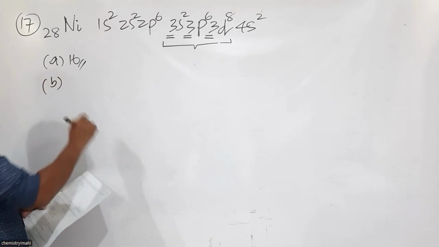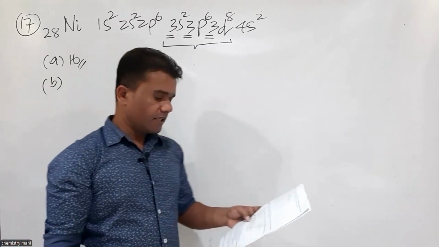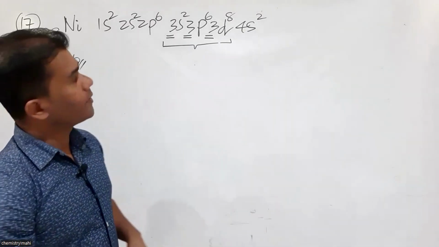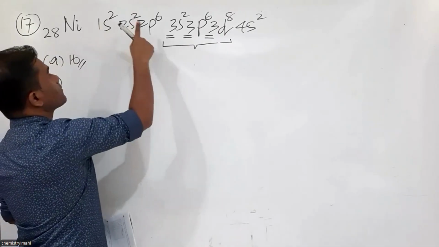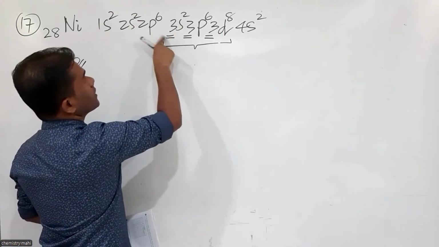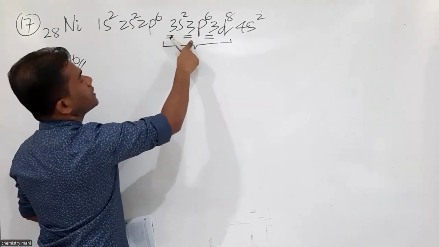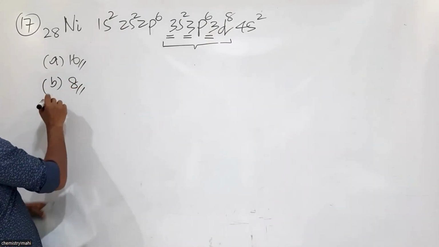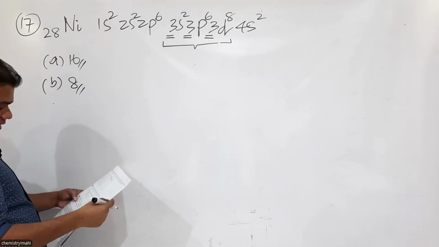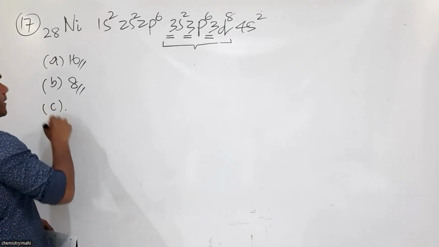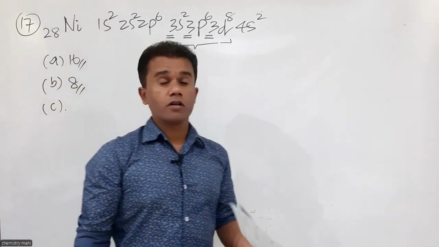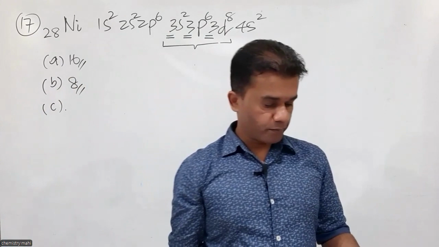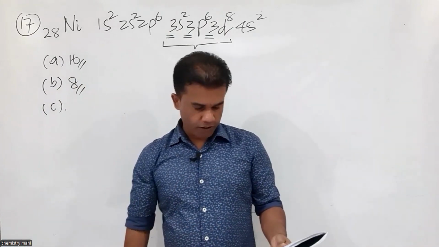B, how many electrons occupy d atomic orbitals? How many electrons occupy then s, s, p, s, and d? In d, you can have only 8 electrons. Is it nickel? Oh, yeah, just nickel, not iron. Sometimes they may give nickel 2 plus, then we have to remove 2 electrons. But here, just nickel is given, ground state.